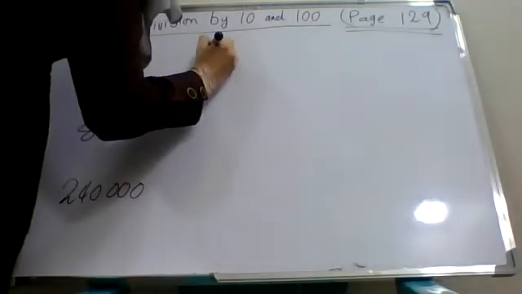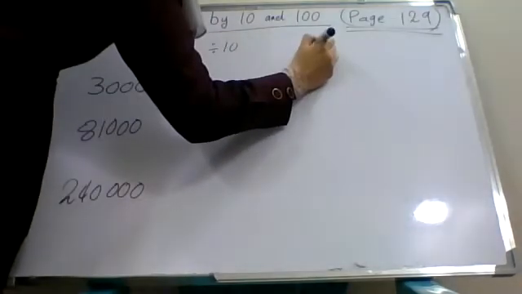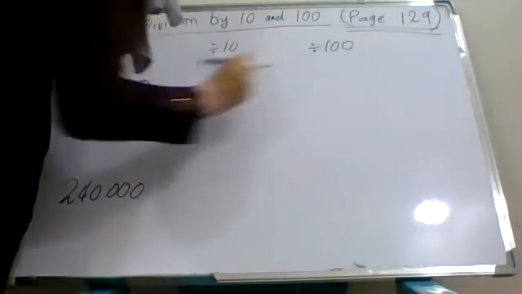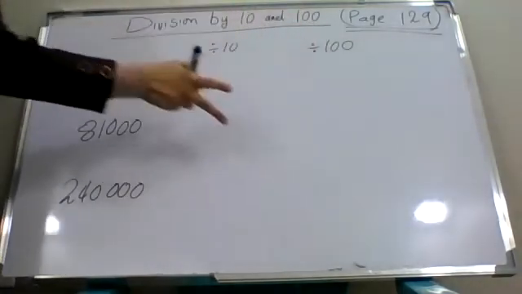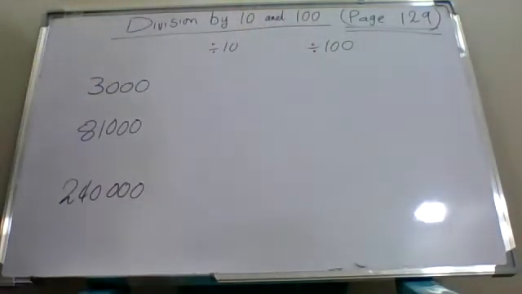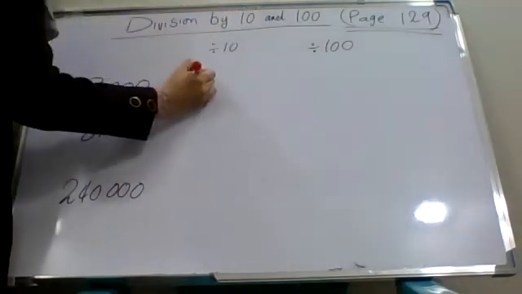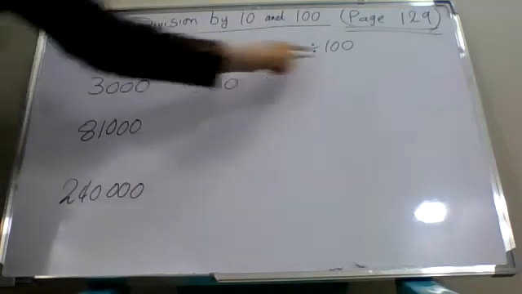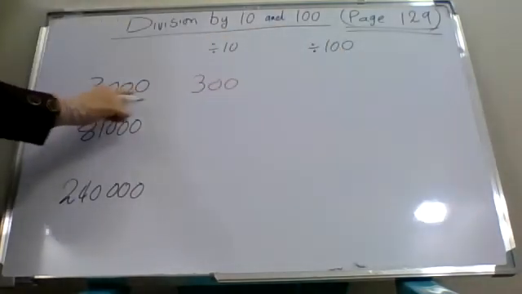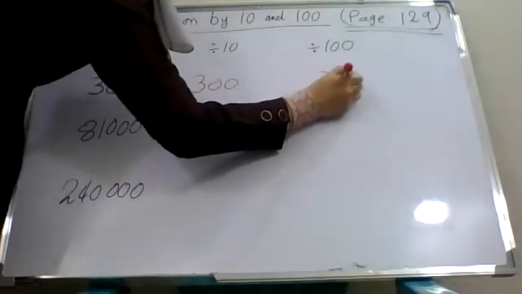Okay, we want to first divide it by 10, and then next we need to divide it by 100. So the first time we need to erase 1 zero, and the second one we need to erase 2 zeros. Okay, so write the same number, just erasing 1 zero, which is going to be 300. And the next time we want to erase 2 zeros, because this number has 2 zeros. I'm allowed to erase 2 zeros, so the answer is going to be 30.